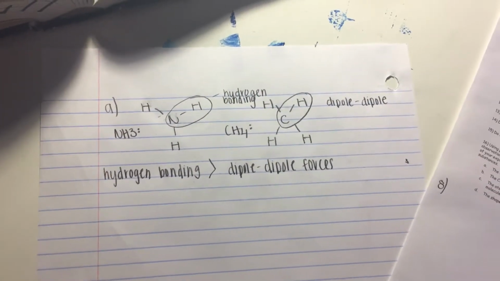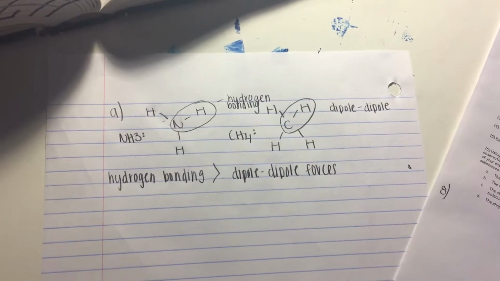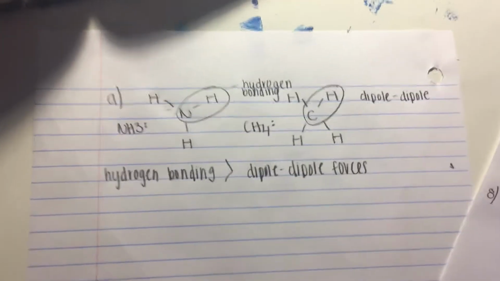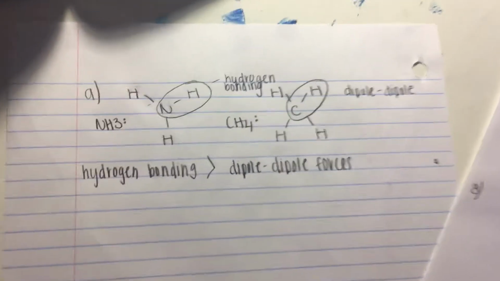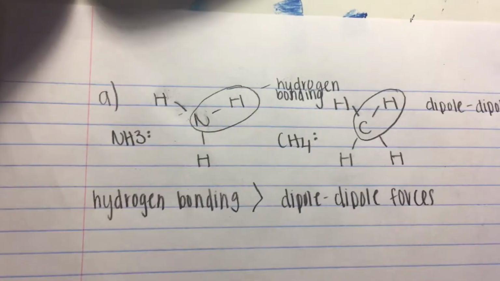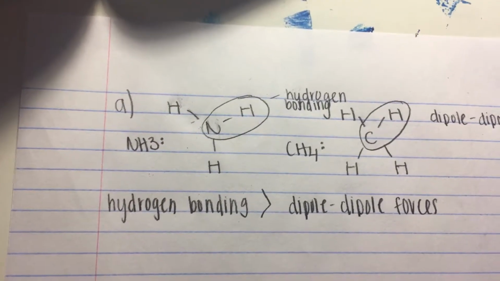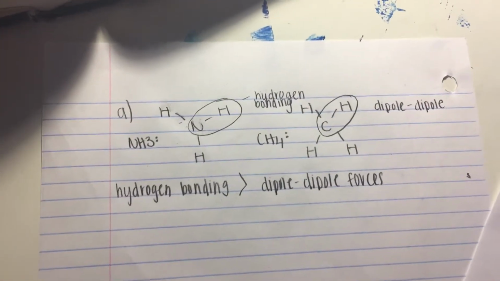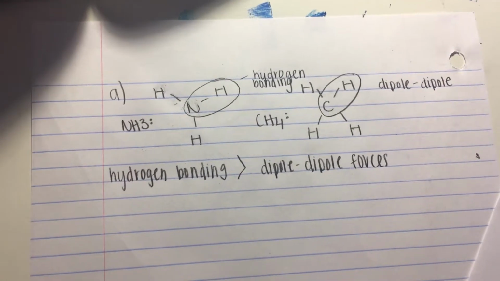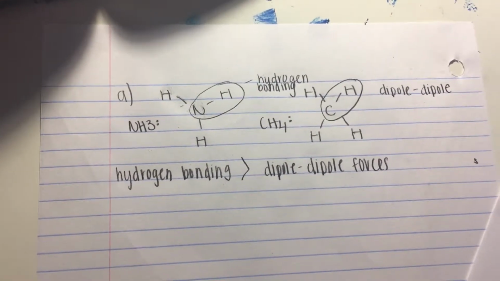NH3 has a higher boiling point than CH4 because it has stronger intermolecular forces and will require more energy to break the bonds between the atoms. NH3 has a hydrogen bond, a bond between hydrogen and nitrogen. A hydrogen bond consists of a hydrogen bonding with one of the three most electronegative elements: nitrogen, oxygen, or fluorine.